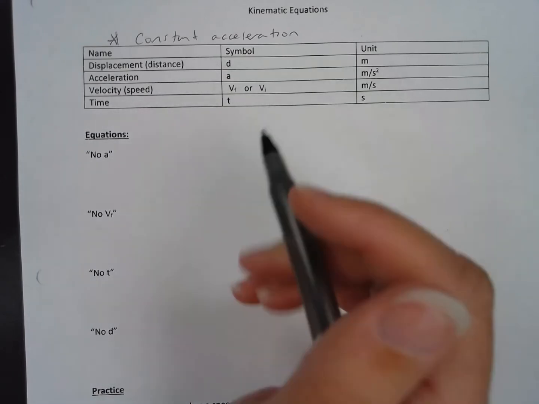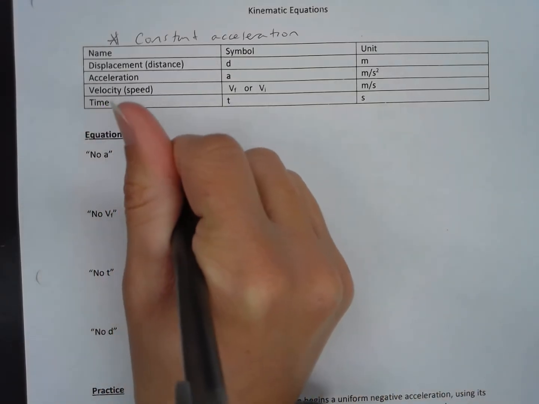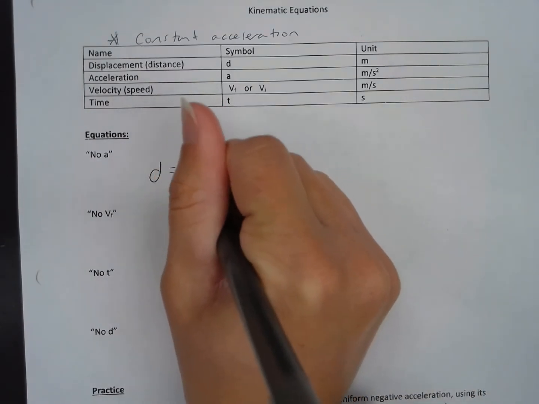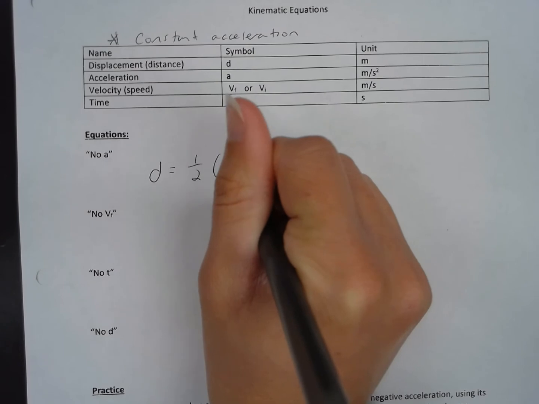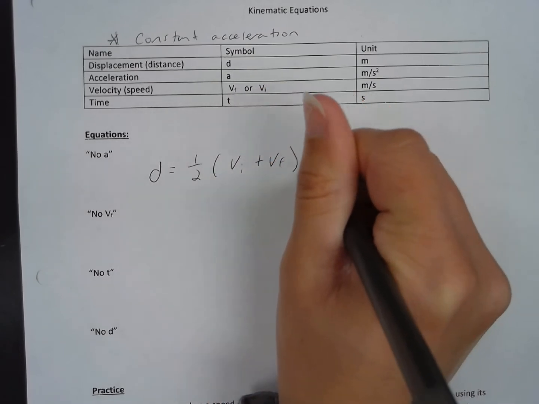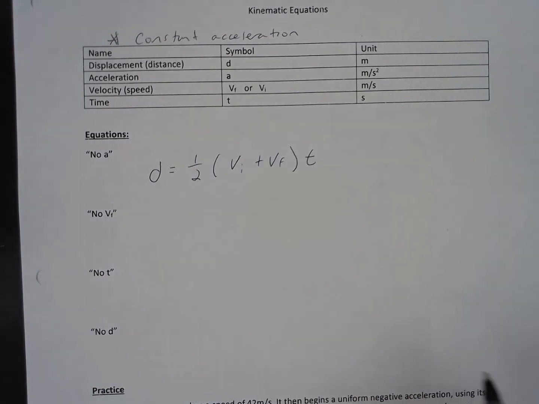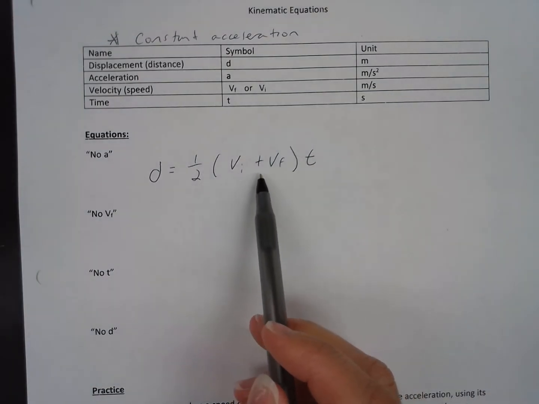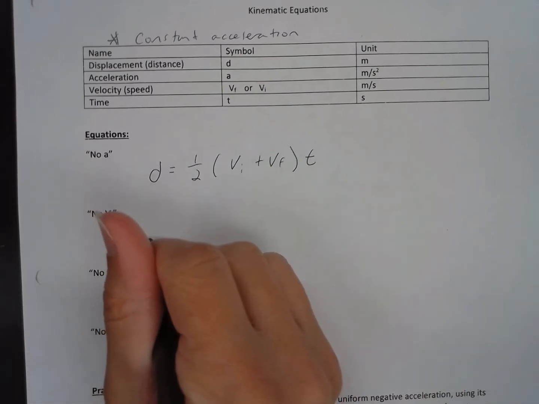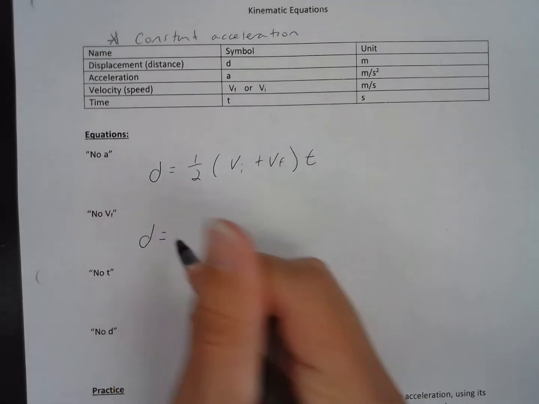So it's a useful way to find missing information if we don't know all parts about an object's motion. The no A formula says that D is equal to 1/2 (V subscript I plus V subscript F) times T. So 1/2 of the velocity initial plus the velocity final times time. The no F formula, so this is when we are missing final velocity.